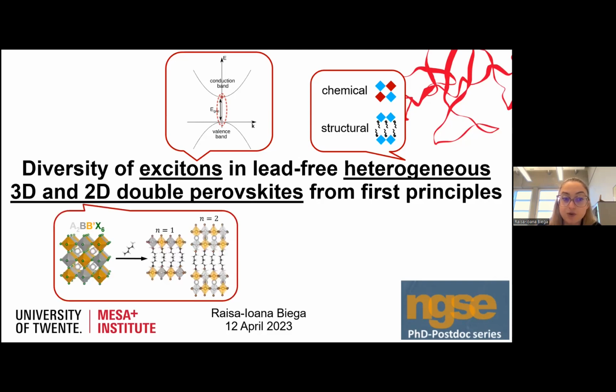I plan to go through both 3D and 2D double perovskites. This is the focus of my research. Let's see how much time I really have, but yeah, so that's the plan, to go through both 3D and 2D.